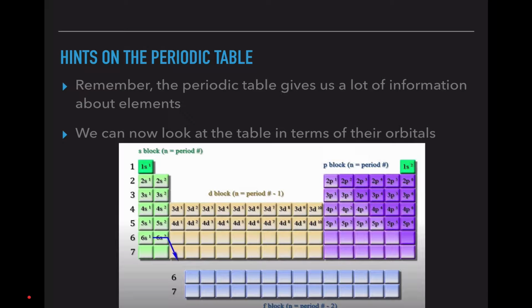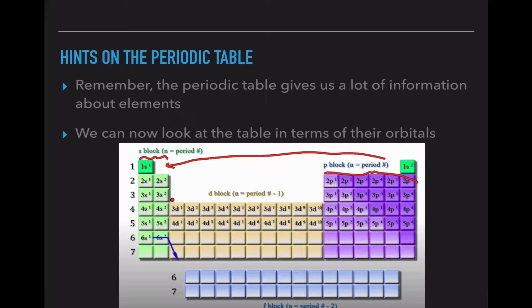We can now look at the table in terms of their orbitals. The first two columns, and helium is included in this first column, so let's pretend that he's over here. The first two columns make up the S block orbital, and the S block are those spherical shapes. The 6 columns over here make up the P block orbital, which are those dumbbell shapes. And remember, there are 3 possible dumbbell configurations: the x-axis, the y-axis, and the z-axis. So we can fit up to 6 electrons in there.